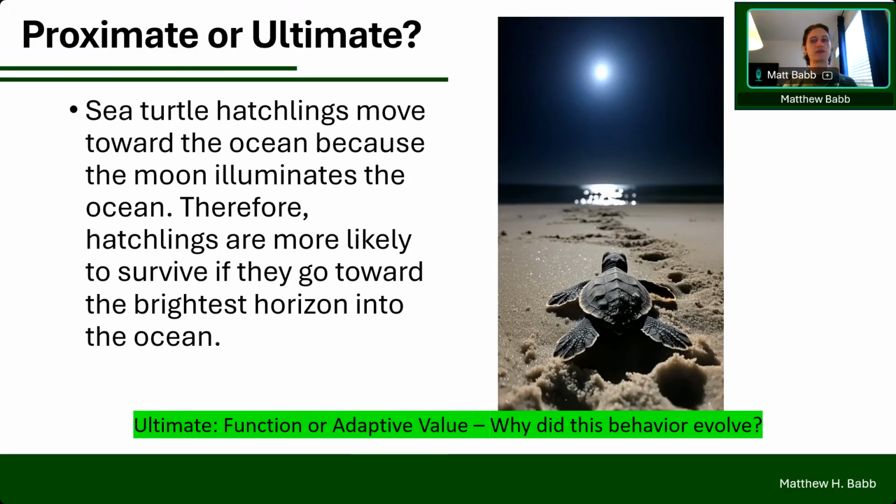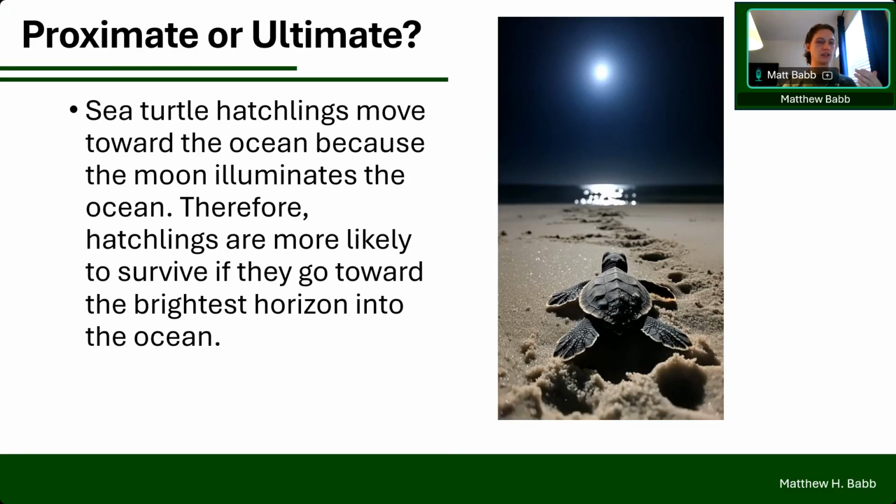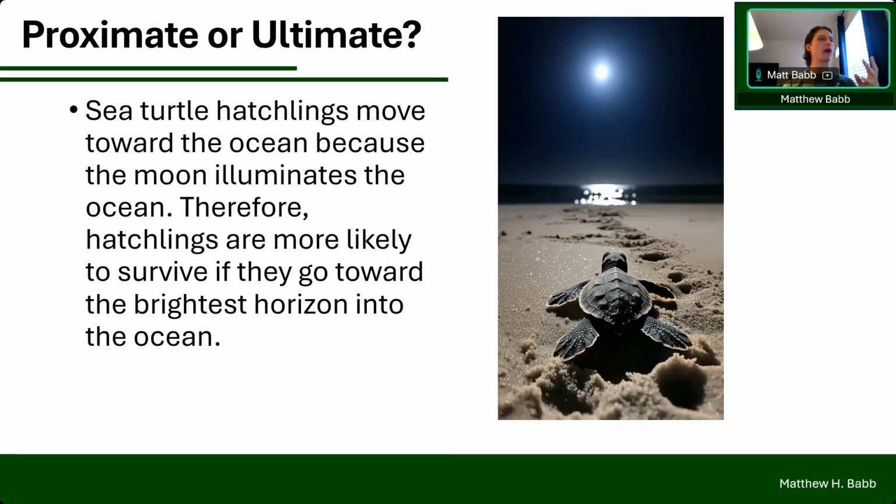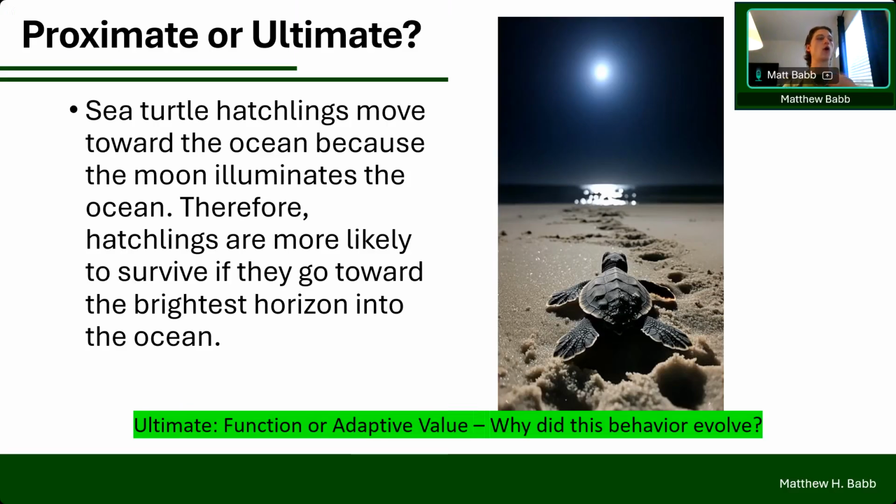It's going from the stimulus that caused it, which is looking specifically at the moon, right? So they're drawn to the brightest horizon, which is the moon. This is a proximate mechanism question. Whereas this one, by slightly changing it to say that the hatchlings are more likely to survive if they go to the brightest horizon, is going towards an ultimate sort of adaptive value question.